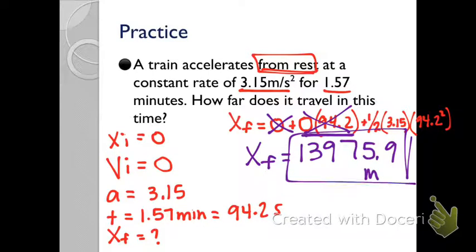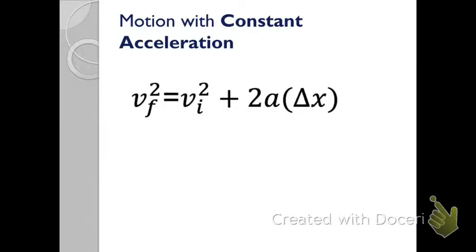Okay, so what is this one missing? This equation, what's it missing in comparison to the other two? It's missing time, right? It doesn't have time. So if you're given a problem and you don't have time, you don't need to solve for it. You can just use this equation, right? You can use this one. Let's try one here. Go ahead and try this one on your own.